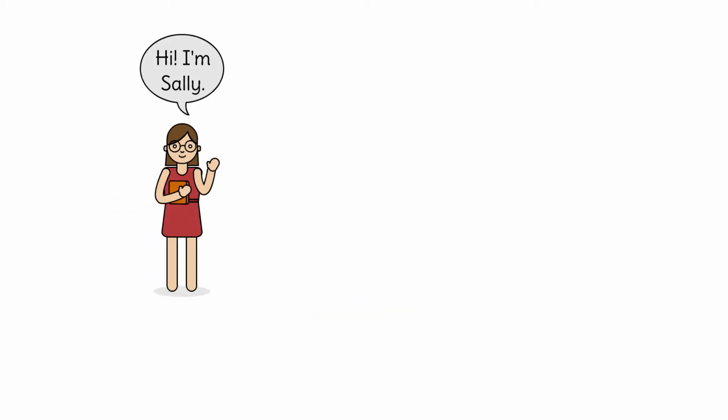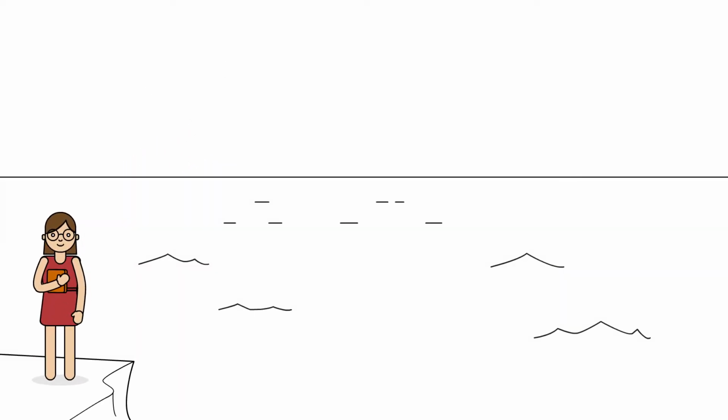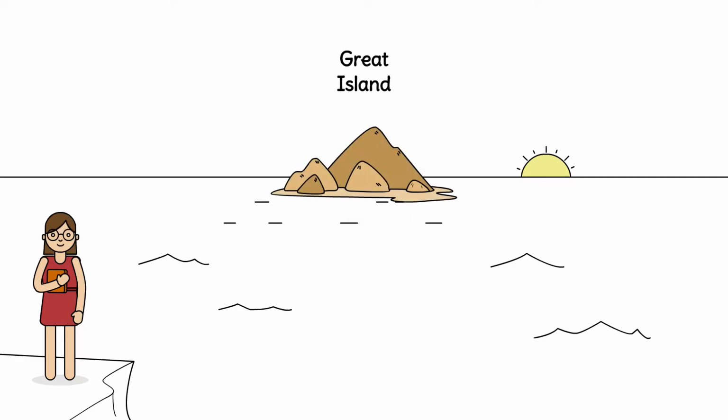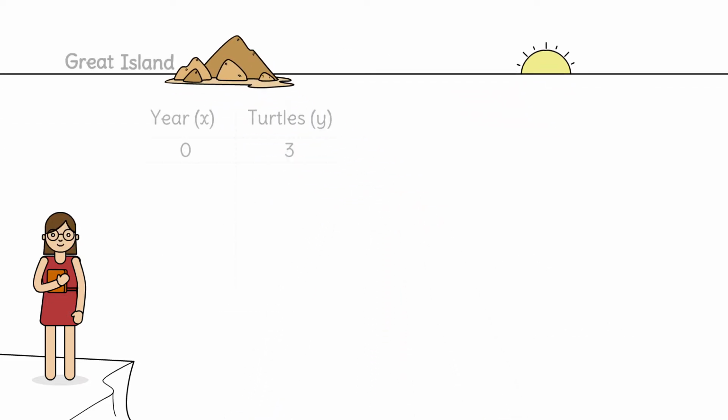Sally the scientist is tracking turtles that are colonizing the islands of the Florida Keys. Right now, she is studying one of the larger islands called Great Island. This year, let's call it Turtle Year 0, 3 turtles managed to swim to the island. She returns in 1 year to see if the population has grown and discovers 6 turtles. In 2 years, there are 12, and in 3, there are 24.